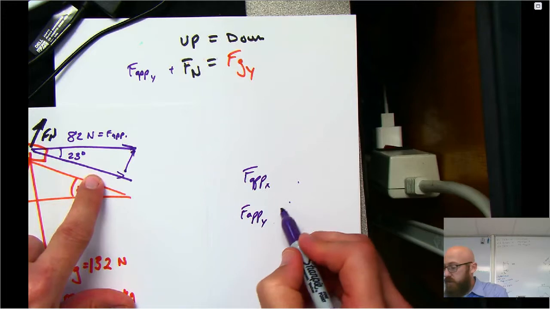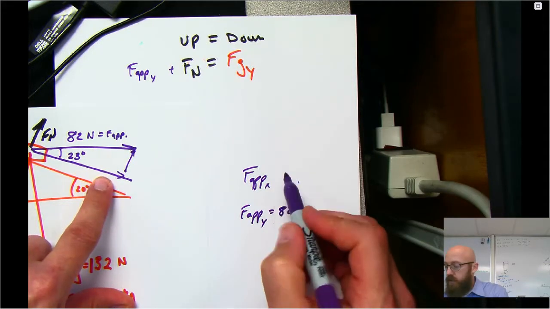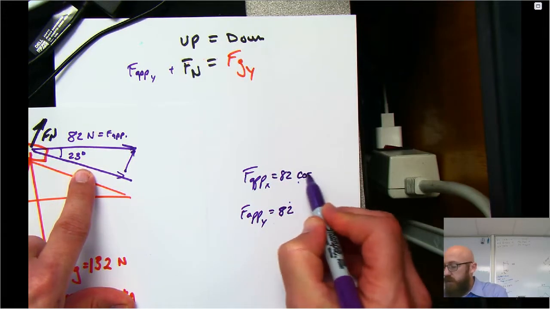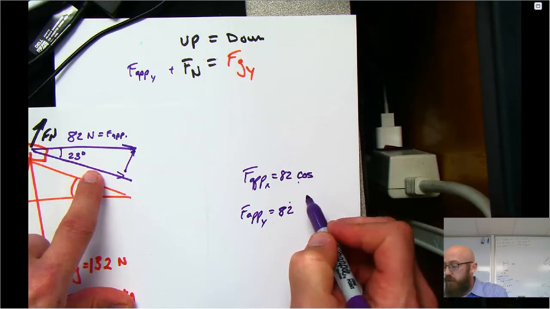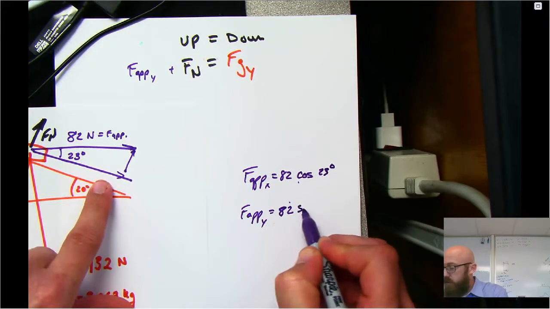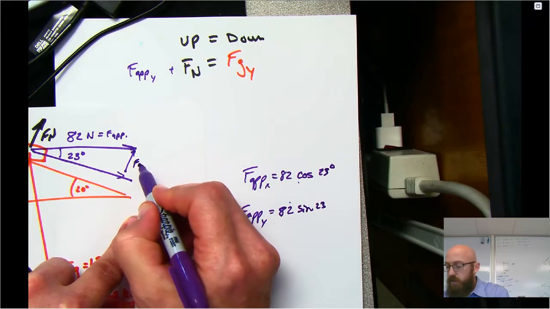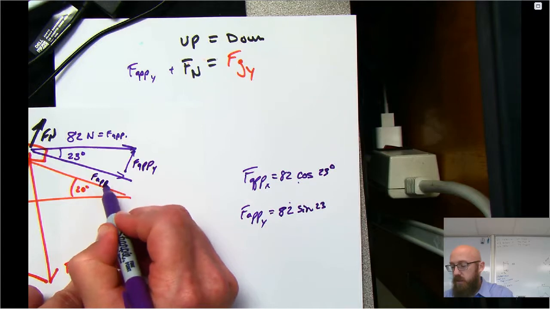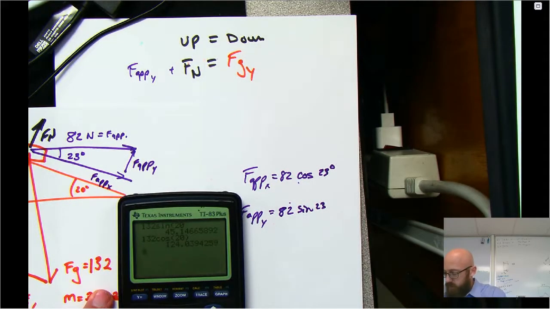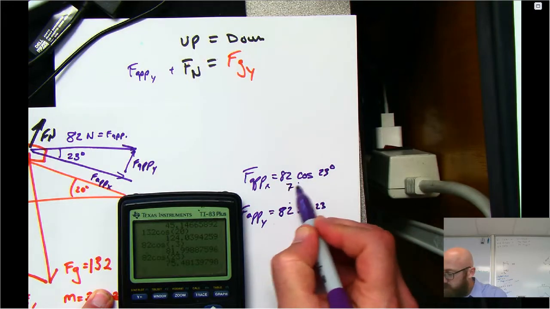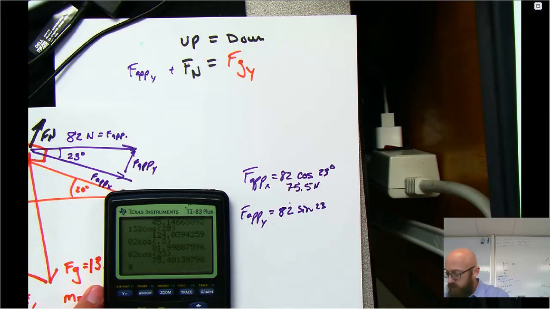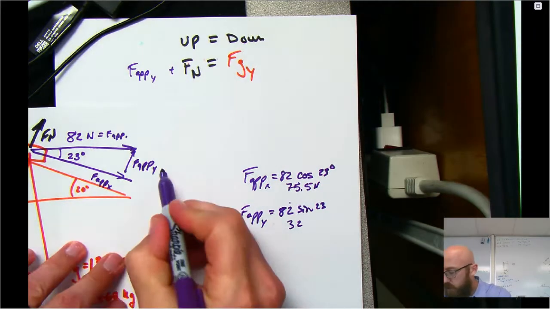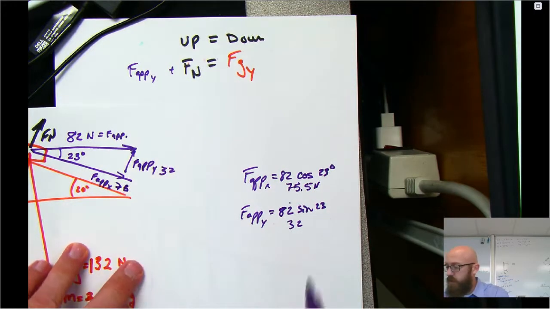So again, we have 82 newtons. To find the x, it's the adjacent leg, so this would be cosine. Adjacent leg, cosine of 23 degrees, and 82 sine of 23 degrees for the y. So 82 cosine 23 degrees. Let's try that again without messing up. That's 75.5 newtons. And force applied in the y, 82 sine 23, is 32. Okay, so this is 32 and the x is 75. All right, we're cooking with gas now.